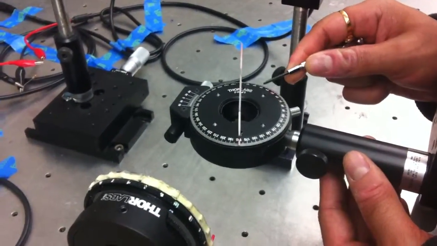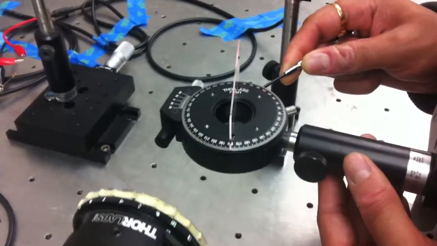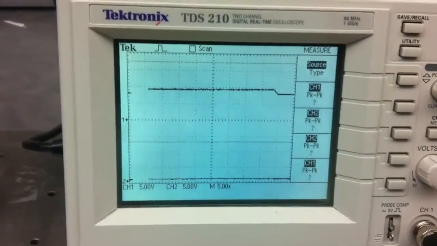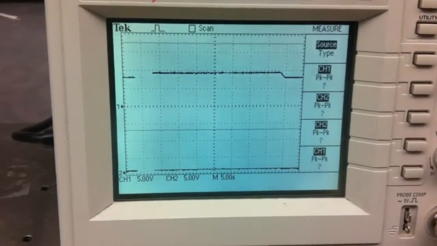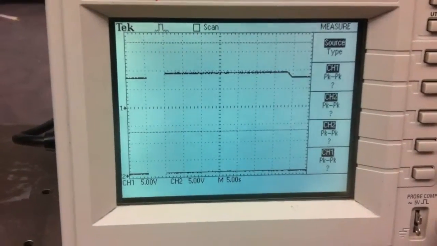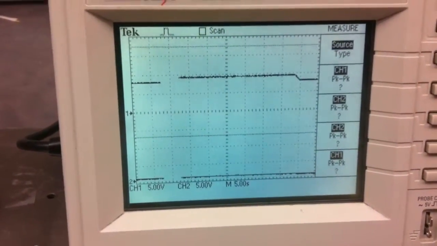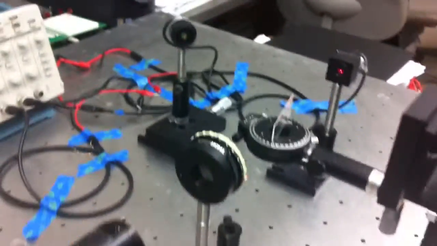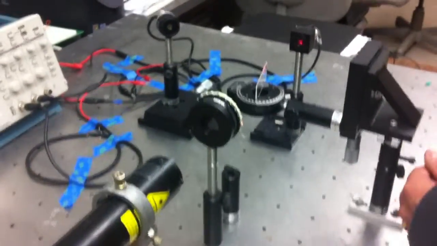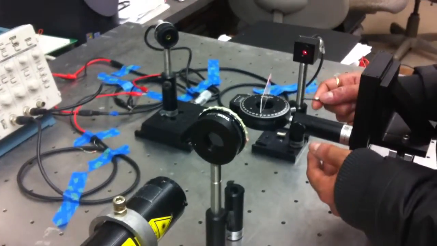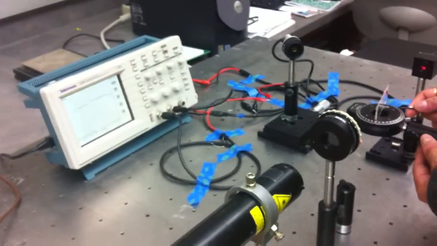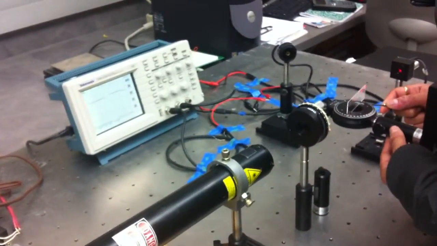We go to 75. So 75 is 5, 6, 7, about 7 volts right there. So you see, as I'm increasing above 60 degrees, or above 56, there's an exponential decrease in that transmitted power coefficient. Okay, so that's 75. Now we go to 80 degrees.